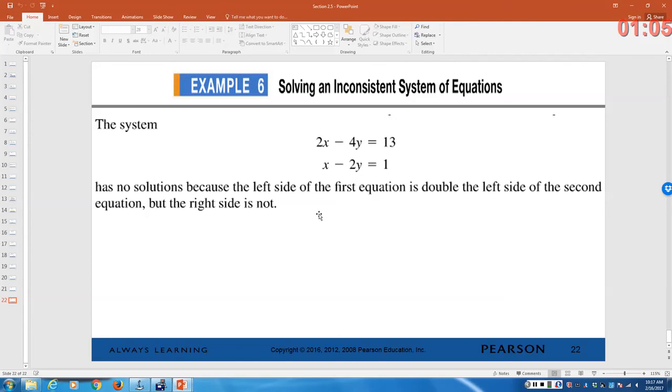This one has no solutions because the left side is double the left side of the second equation, but the right side's not. If I multiply here, 2 times x and 2 times negative 2y and 2 times 1, I wind up with 0 equals 11. And that's not true either. Okay?